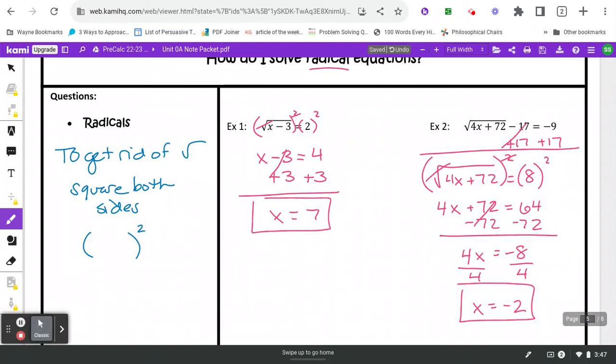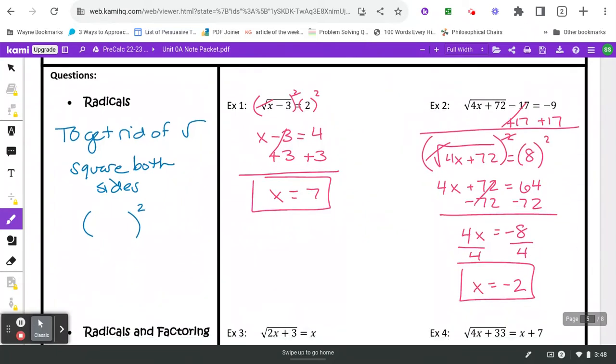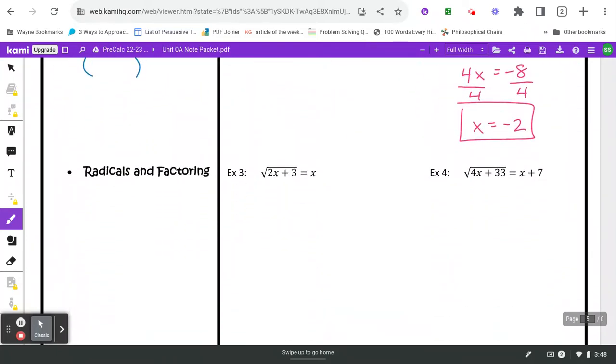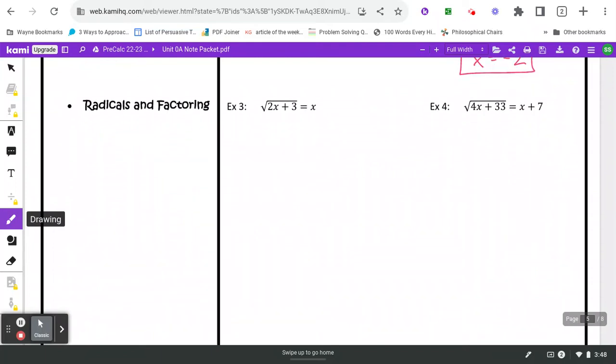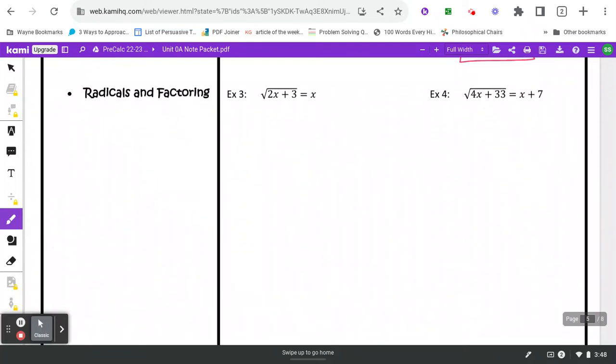All right. So those are the 2 more basic types of problems. And then as we move on to example number 3, we're going to have to add in some factoring. We've talked about factoring already in this unit, but we're actually going to use it within one of these problems. So the first thing we'll do here is square both sides. Bring down the 2x plus 3. And then x squared is just going to be x squared.